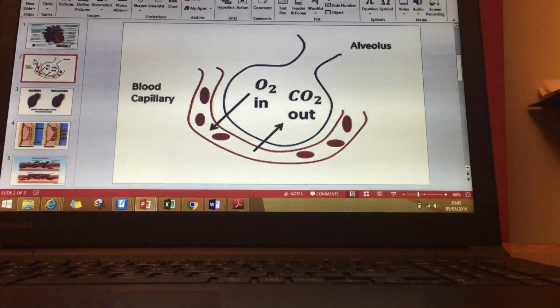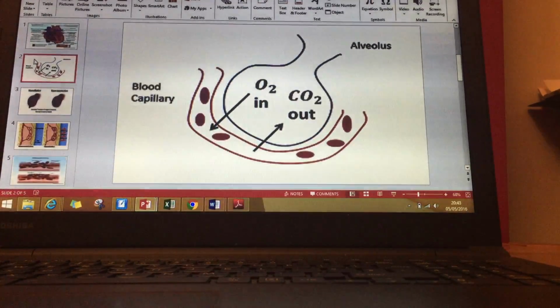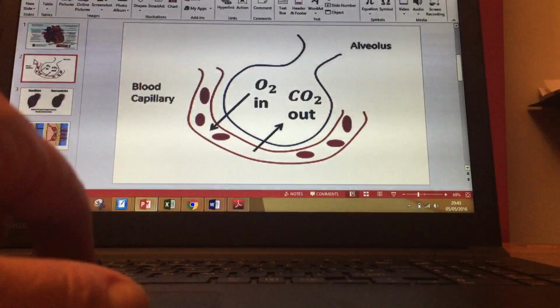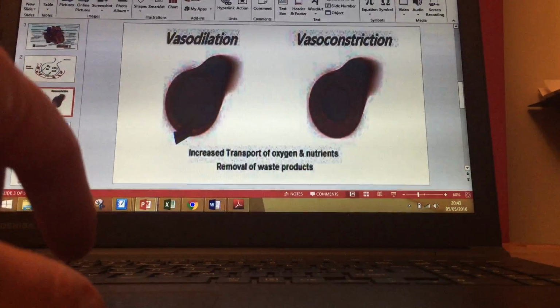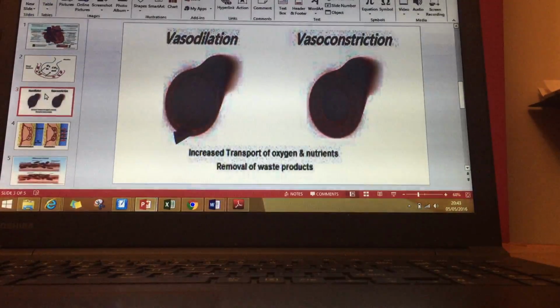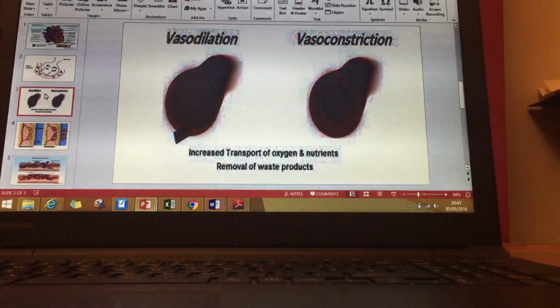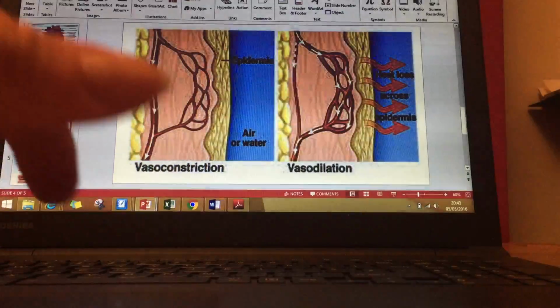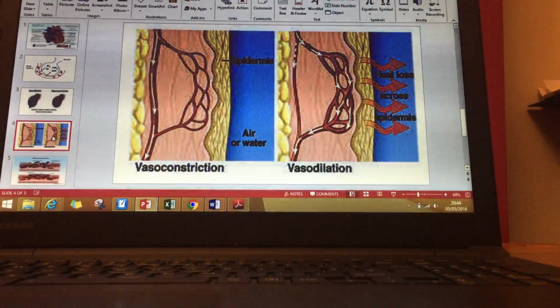I did previously mention the process of vasodilation and vasoconstriction and how this controls the pressure. However, it is also used in the regulation of body temperature, also known as thermoregulation. If the body needs to cool itself down, it can use vasodilation by increasing the diameter of the blood vessels. This means they come closer to the surface of the skin so that the heat can radiate out of the body, resulting in heat loss and cooling down.